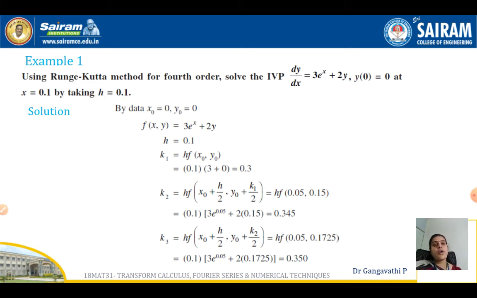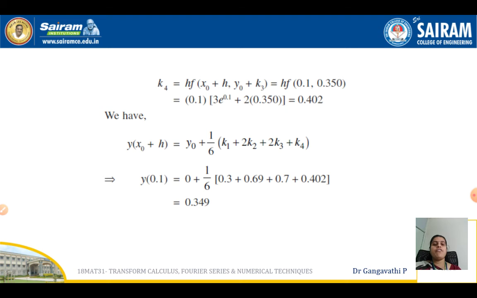In reading the problem itself, you must understand how many stages you have to do here. The x naught value is 0, and you have to evaluate y at x equal to 0.1, and h here is 0.1. So only one stage will be there. Write down your values of x naught, y naught, f of x comma y, h, and k1 is this, k2 is this. You need to evaluate k3 and k4 also by using the suitable formula, substitute the values of k1, k2, k3, k4, x naught, y naught and all those things, and you arrive at the answer. So this is what our second problem is all about.